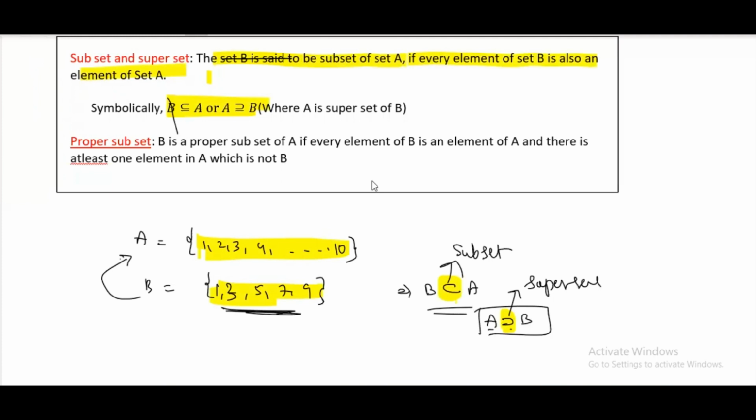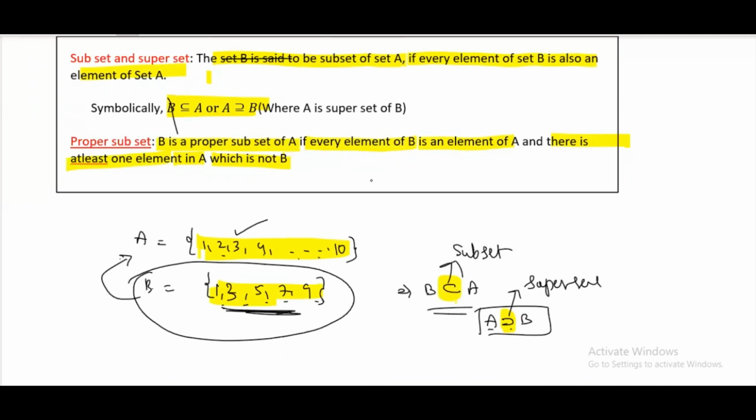What is meant by proper subset? B is a proper subset of A if every element of B is an element of A and there is at least one element in A which is not in B. Here B is a proper subset because 1, 3, 5, 7, 9 are there in set A, but 2, 4, 6, 8, 10 are extra.